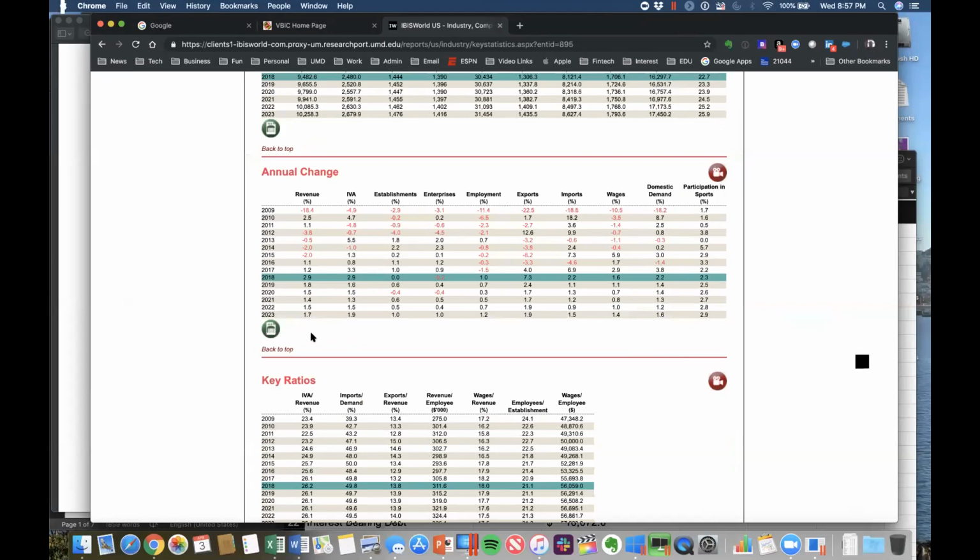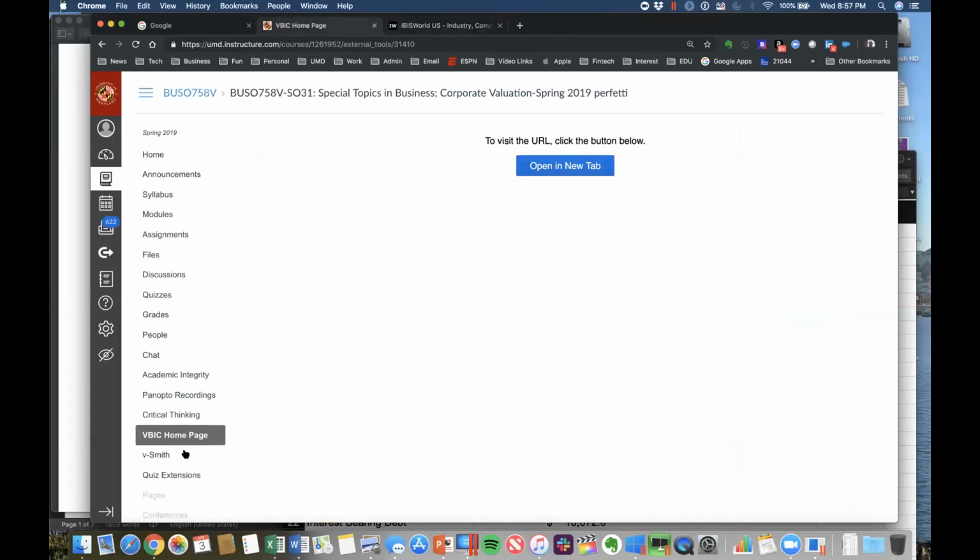I love how it took until my last semester for someone to show me that this existed. Well, regardless, I'm letting you know it's there now. There's also the BICO information. Awesome. Thank you. So this is called IBIS. It's off of VBIC. And again, something that's a resource to you as a Smith student.